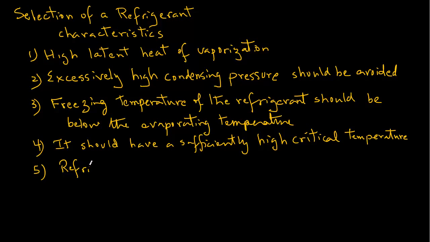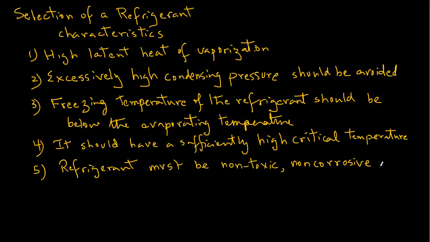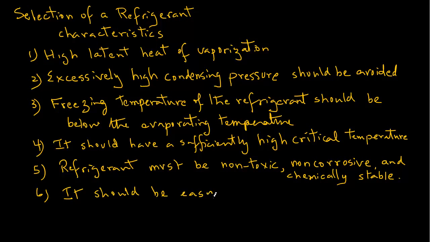The refrigerant must be non-toxic, because we are looking at food applications. It should be non-corrosive to the equipment, the pipeline and so on, and it should be chemically stable. Now, we will talk about the stability part in a short time, but we do not want the refrigerant to be an unstable chemical. It should be easy to detect leaks, since the pressure of the refrigerant will be raised at some point in the refrigeration system. If it begins to leak from the system, we should be able to easily detect it.